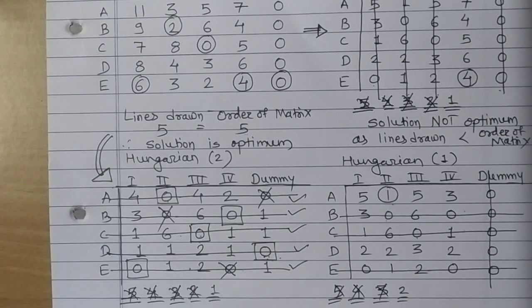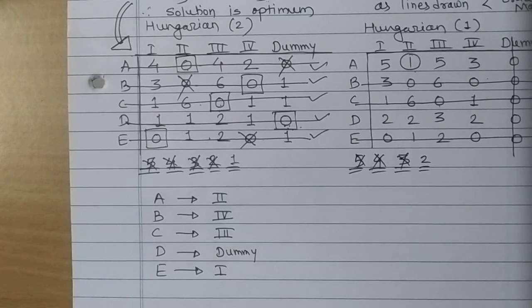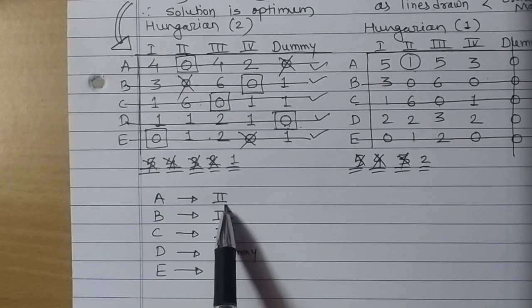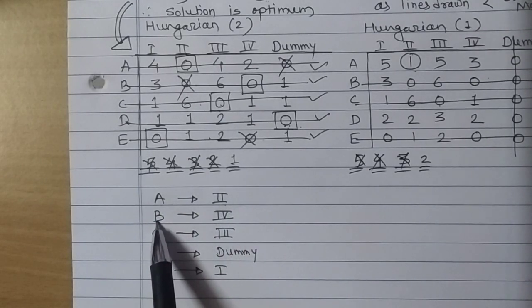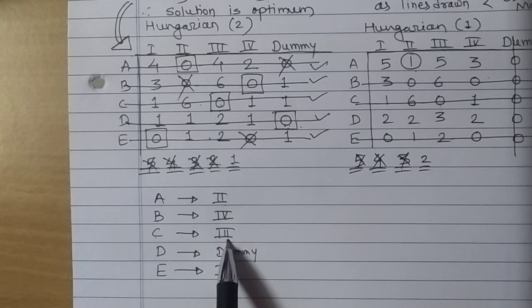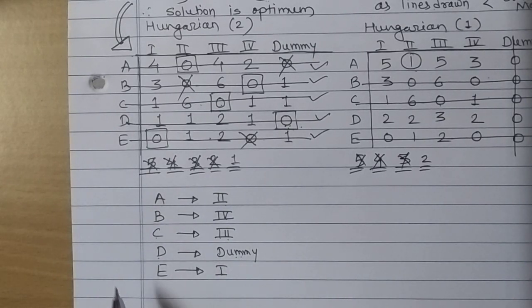Now you have to write down what is your assignment. So this is your assignment. A is assigned to second counter, B salesman assigned to fourth counter, C salesman assigned to third counter, D salesman assigned to dummy. That means D salesman is idle, no work for him. E salesman is assigned to counter number 1.